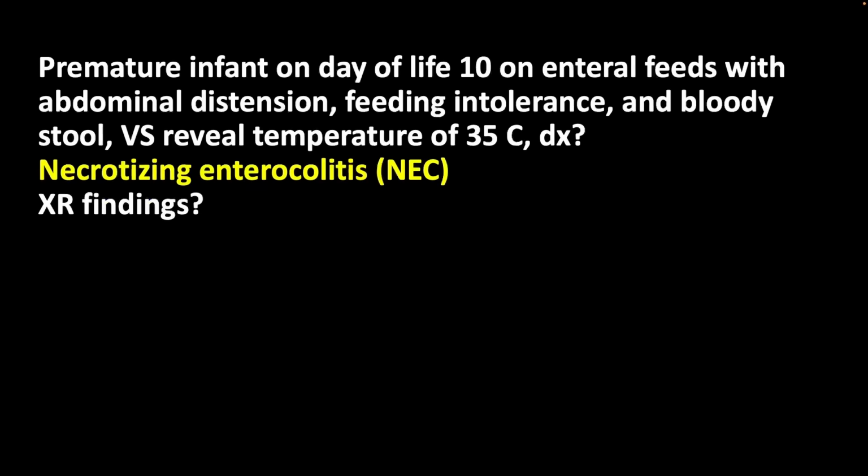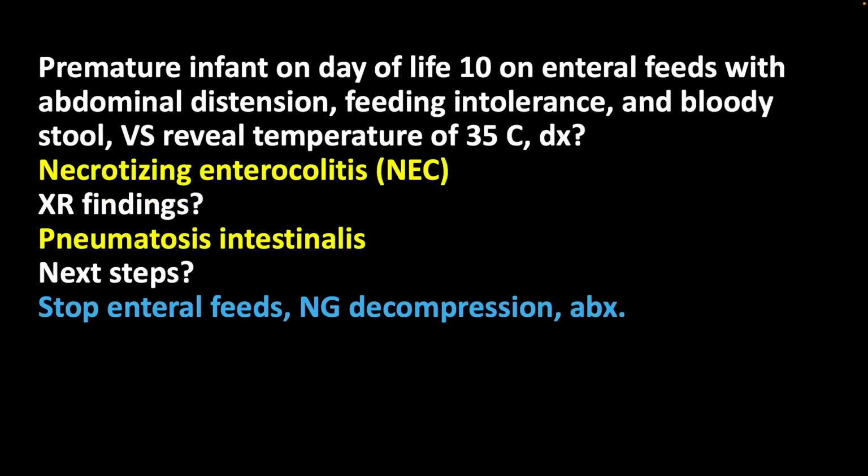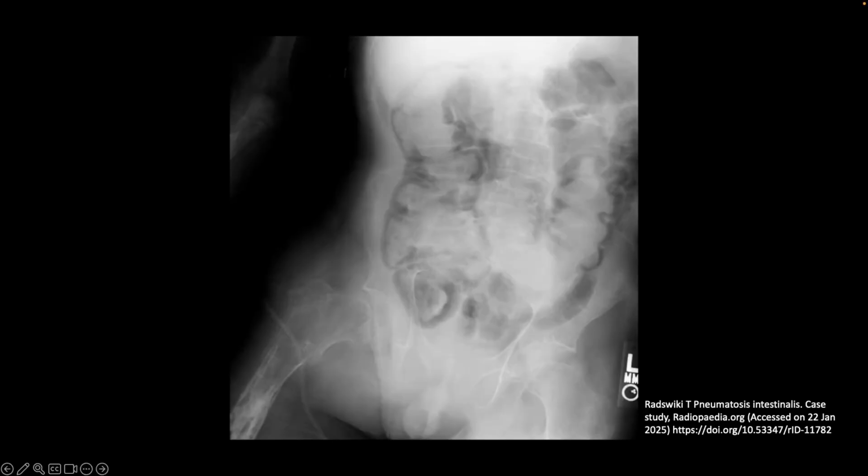And what are the X-ray findings you would see? You'd see pneumatosis intestinalis, so air in the intestine wall. And what would next steps be? You're going to want to stop enteral feeds and do an NG decompression and antibiotics. Here's an example of pneumatosis intestinalis. You can see there's dark streaks of air that kind of follow the colon wall. This would be concerning for necrotizing enterocolitis.